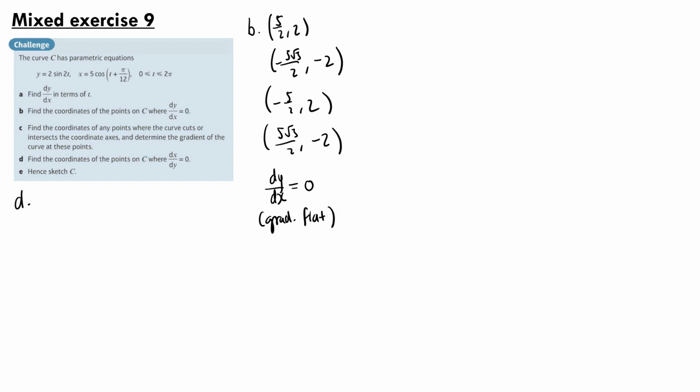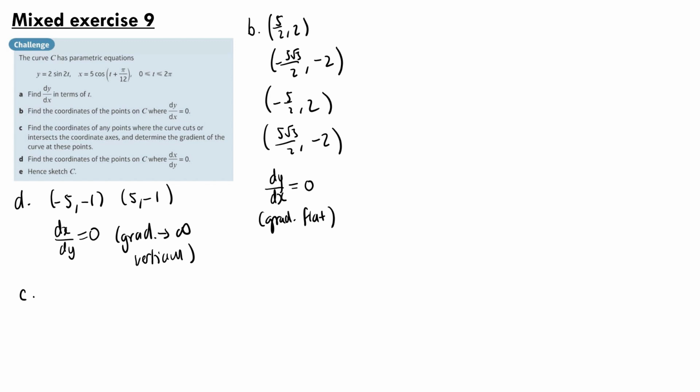Then from part D, we learnt that the points minus 5, minus 1, and 5, minus 1 were the points where dx by dy is equal to 0. And this is where the gradient tends to infinity, so it's going to be completely vertical.